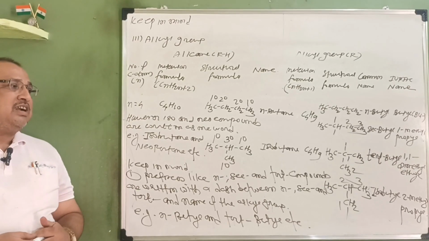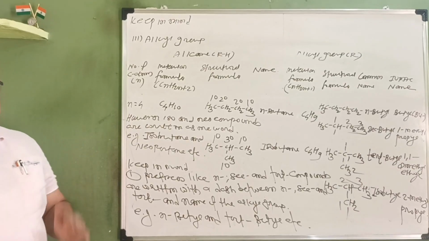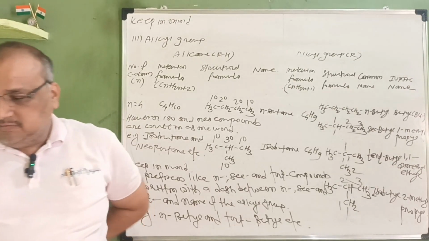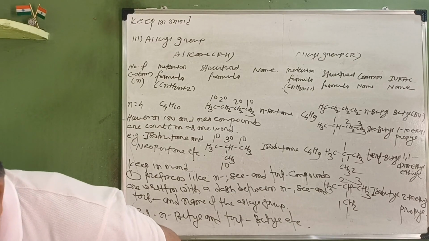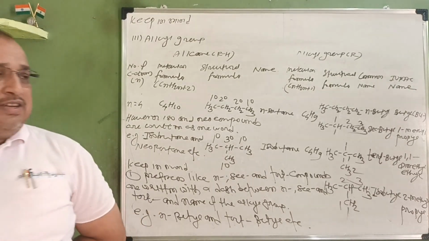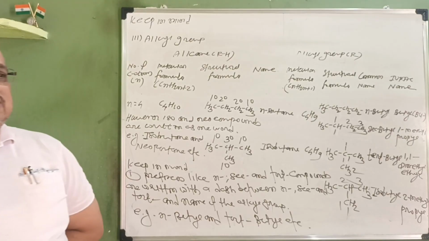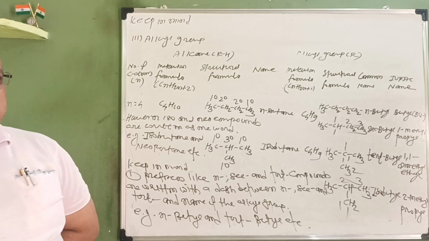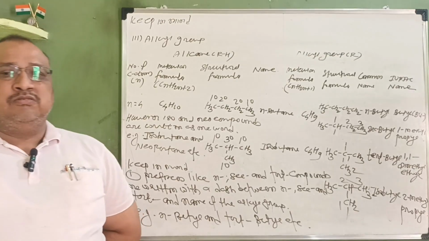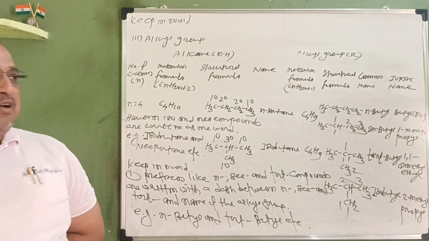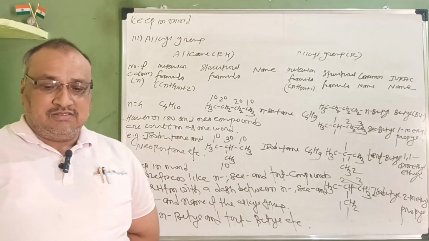Now this is regarding the types of alkanes. Second, types of carbon atoms in alkanes, and third, alkyl groups. The remaining part of this unit will be discussed in the next lecture.